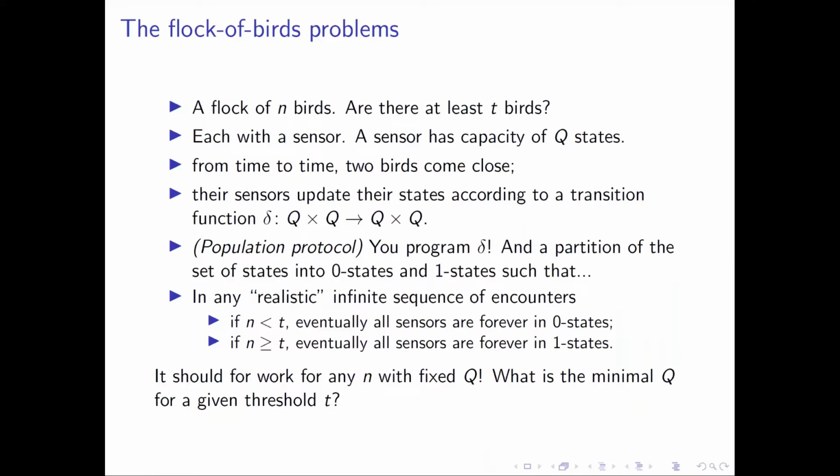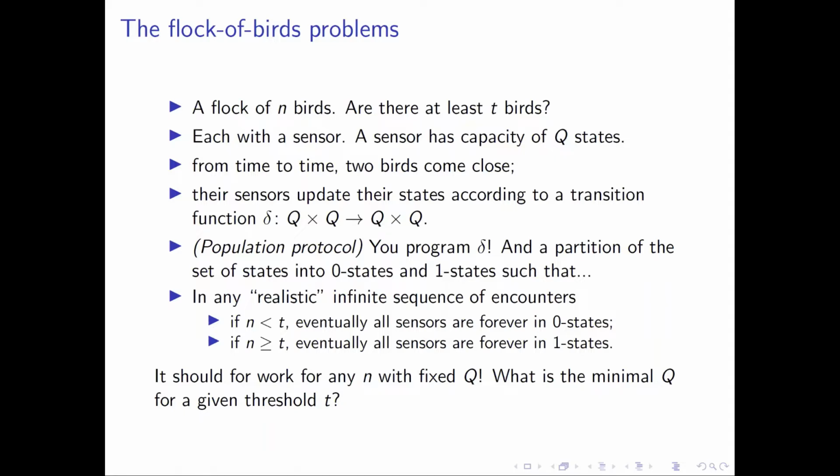As the title suggests, it is called the Flock of Birds problem, and there are n birds, and we want to know whether there are at least t birds for some threshold t. And we are kind of naturalists, so each bird is equipped with a sensor, and the sensor has a low memory capacity, so it can only be in one of the Q states, or in other words, it just has log Q bits of memory.